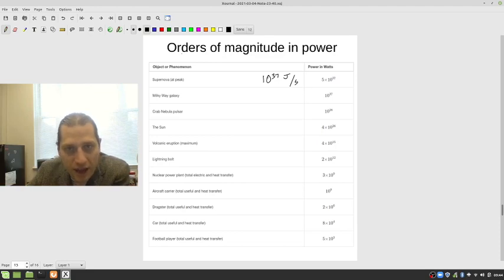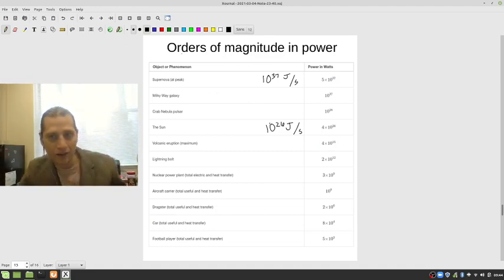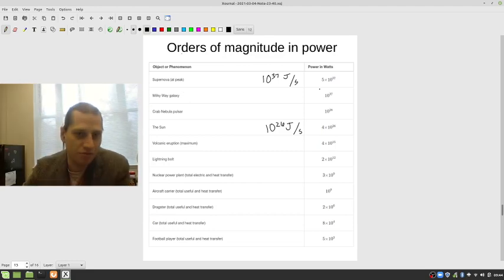Now, look at the size of that compared to, for instance, the size of the power output of our sun. Okay, we're talking 10 to the 26th joules per second. Now, if you're looking at 10 to the 26th compared to 10 to the 37th, we're talking about 10 to the 11th orders of magnitude difference. So that means that this supernova looks like 10 to the 11th, that's about 100 billion times brighter than our sun. Now, notice the Milky Way galaxy is also about 100 billion times brighter than our sun.